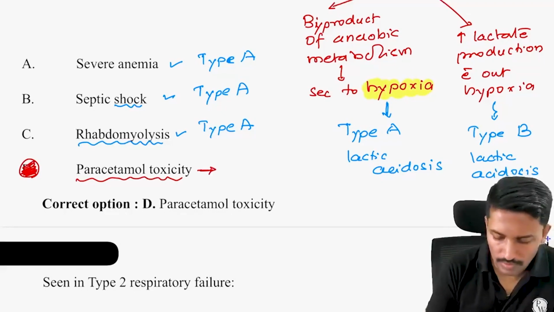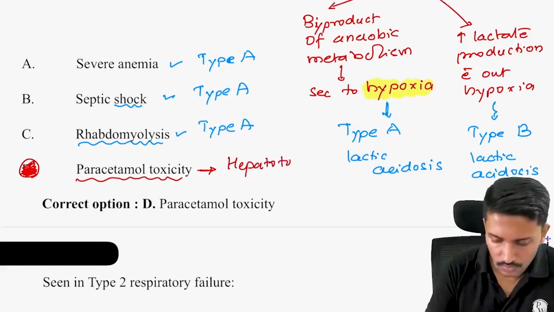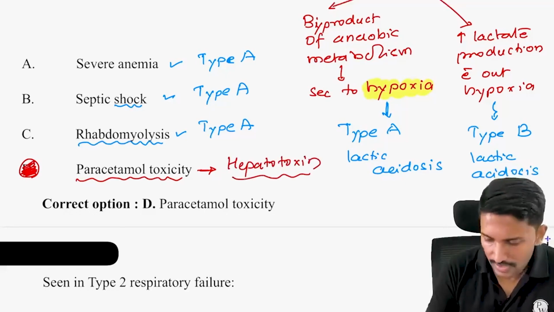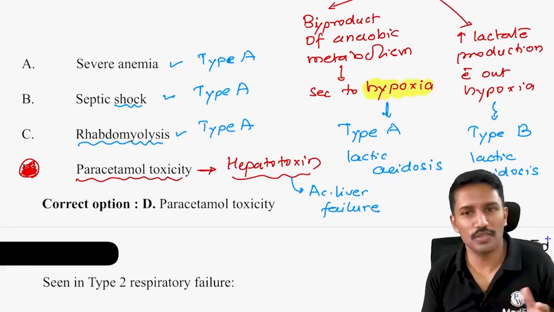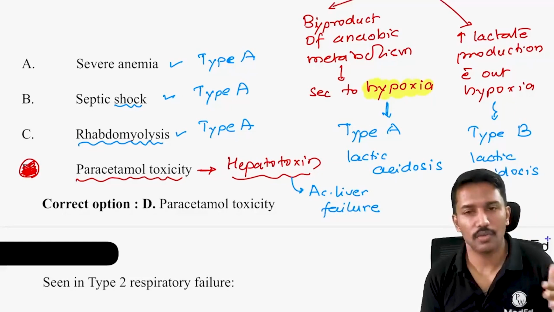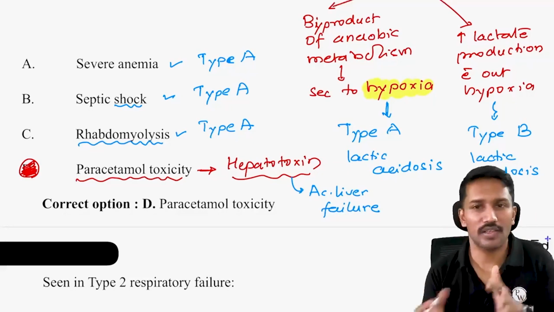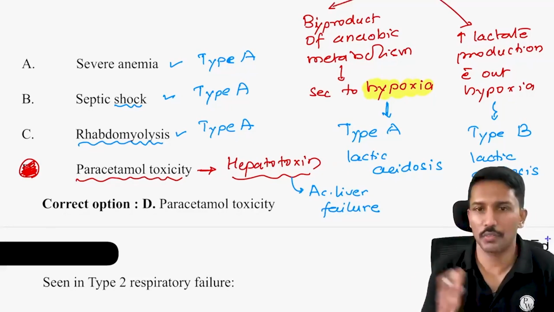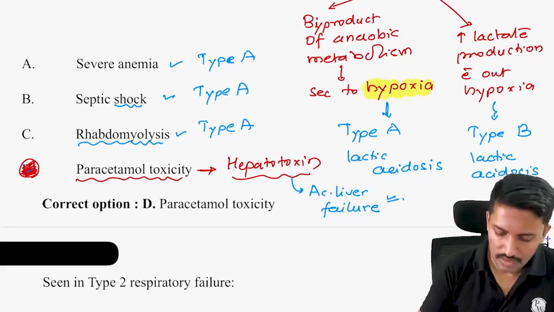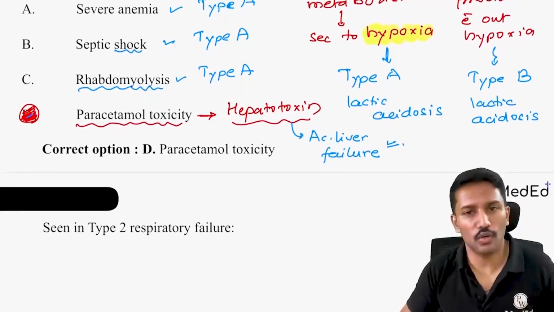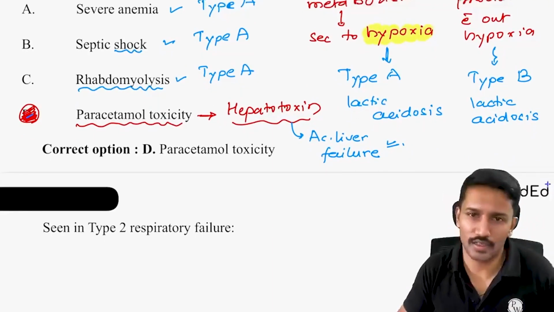See, we all know that paracetamol is a liver toxin, right? It is a hepatotoxin at high doses, and because of the hepatotoxicity there is acute liver failure. So if you guys have gone through my acute liver failure video module, you must know that lactic acid levels are part of the criteria for deciding when to go for liver transplantation in a patient with paracetamol poisoning, right? Okay, so option D is the answer. Option D, paracetamol toxicity, is an example of type B lactic acidosis.